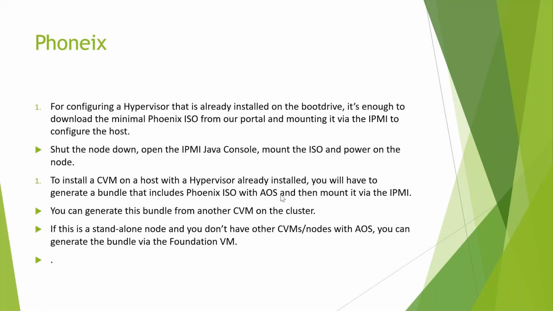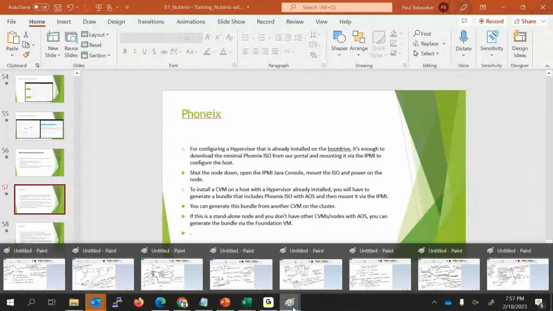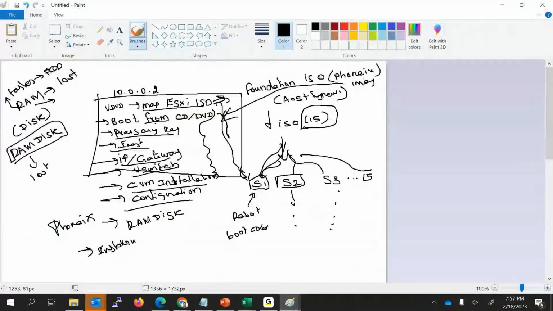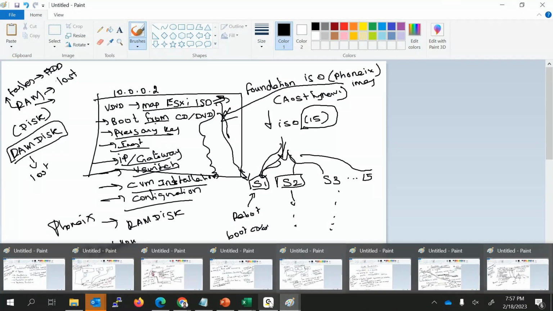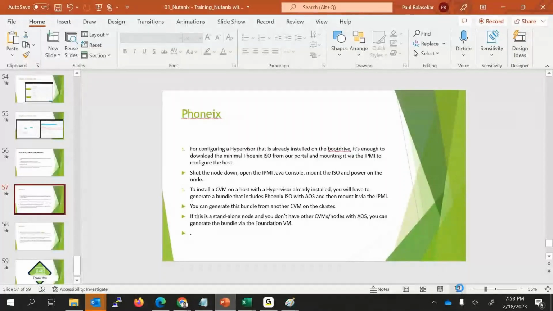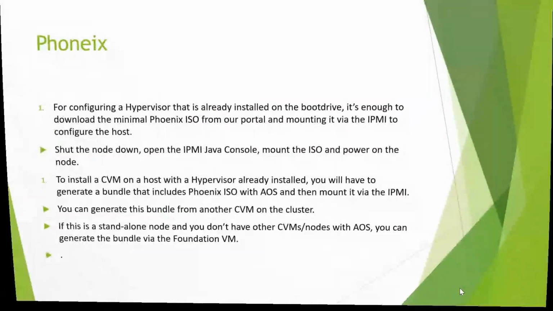Okay, so on this screen, whatever I talk about, I talk about some Phoenix. These Phoenix are generated by Foundation. But in some cases we can manually create Phoenix. Why do we need to create Phoenix? Because if my node has a hypervisor and I want to install the CVM alone, then go and download the Phoenix from the Nutanix website, or you can generate a Phoenix ISO.